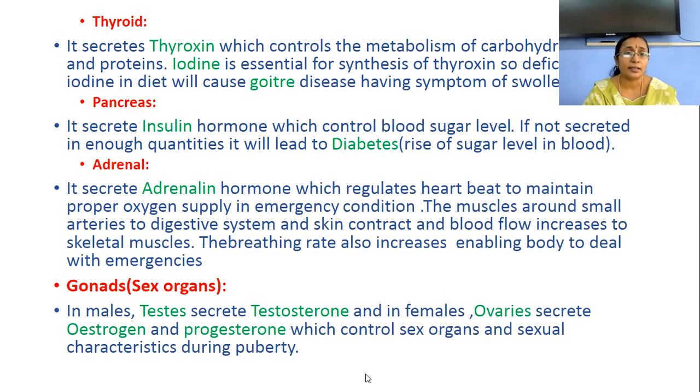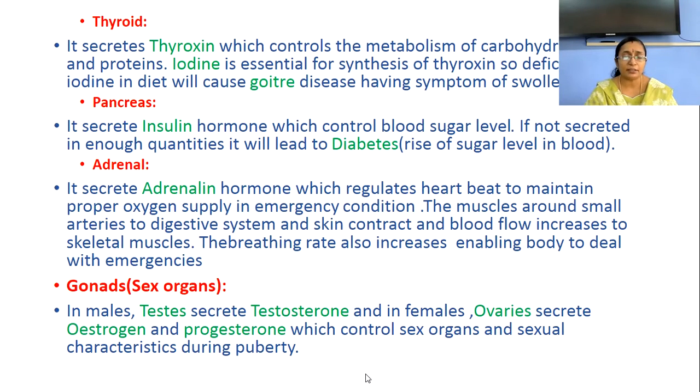Another important endocrine gland is the pancreas. Now the pancreas produces a hormone called insulin. If this hormone is deficient in our body, it will lead to a disease called diabetes. The function of the insulin hormone is that it controls our blood sugar level.